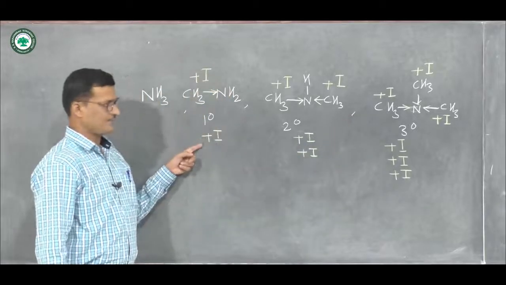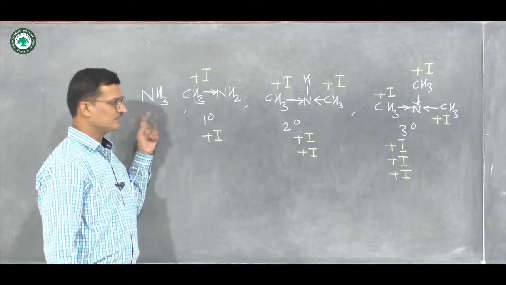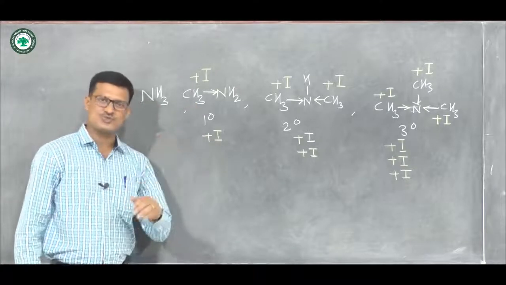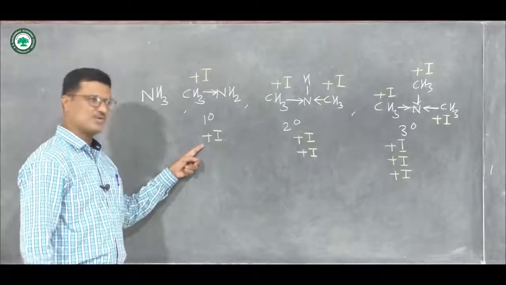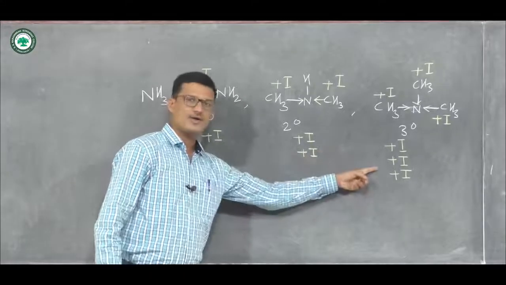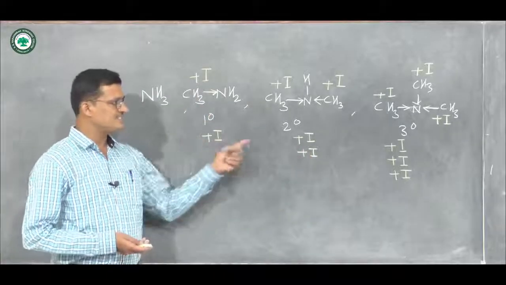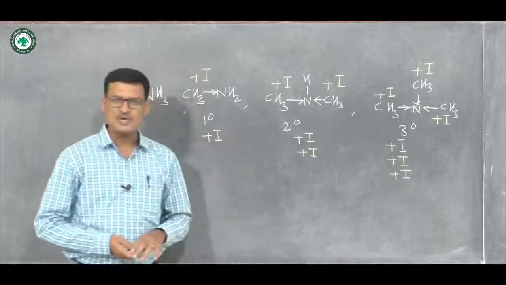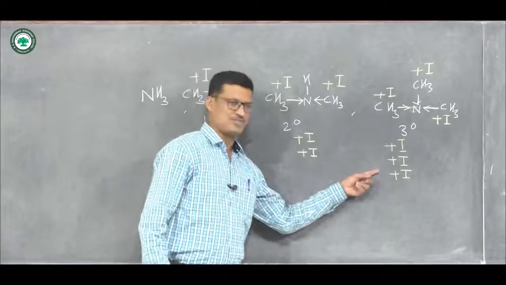When we compare only the electron donating inductive effect, ammonia doesn't have any methyl group, so there is no electron donating inductive effect. In primary amine the electron donating inductive effect is less, it increases in secondary amine, and it is most in the tertiary amine. When we compare the basicity of these four bases only according to the inductive effect, then the tertiary amine is the strongest base.